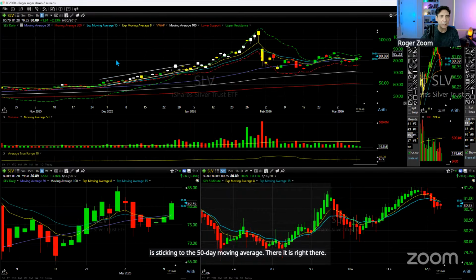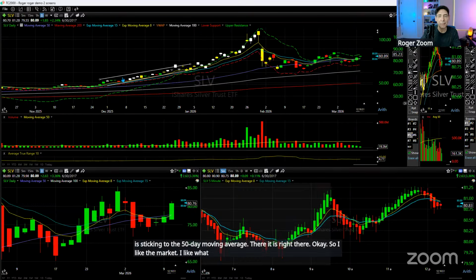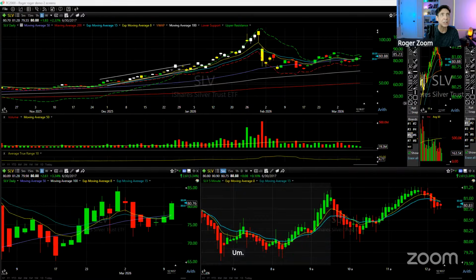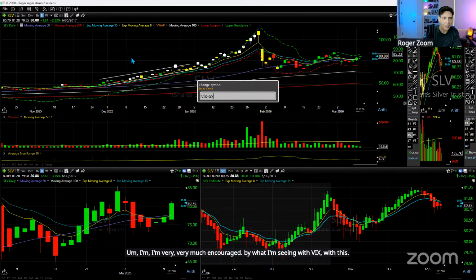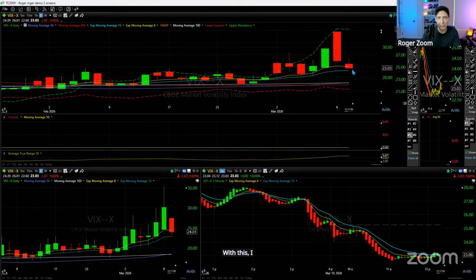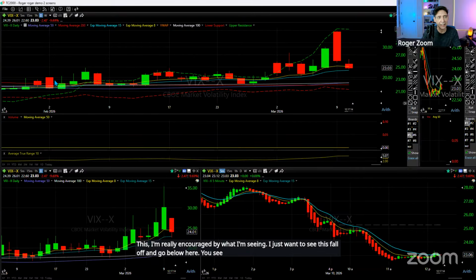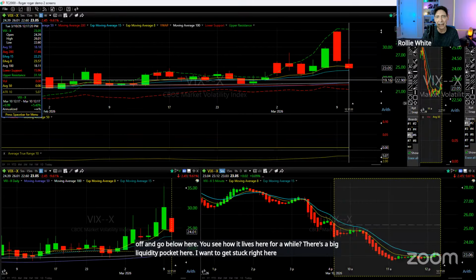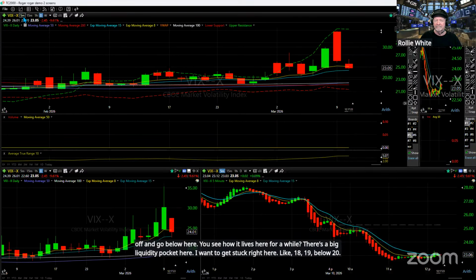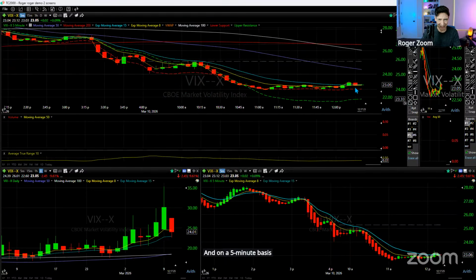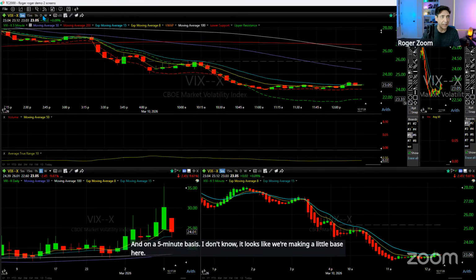So I like the market. I like what I'm seeing. I'm very, very much encouraged by what I'm seeing with VIX. I just want to see this fall off and go below here. You see how it lives here for a while? There's a big liquidity pocket here. I want to get stuck right here, like 18, 19, below 20. And on a 5-minute basis, it looks like we're making a little base here. But again, I'll take whatever I can get.